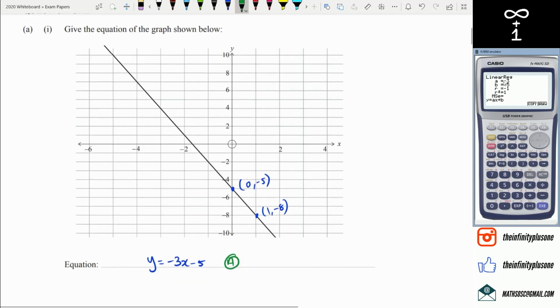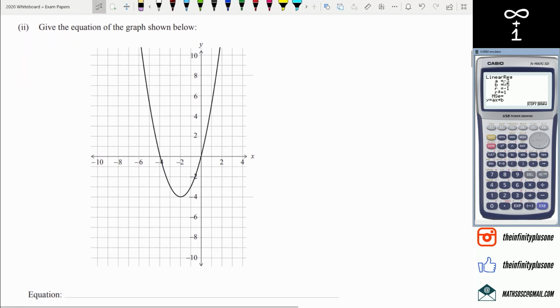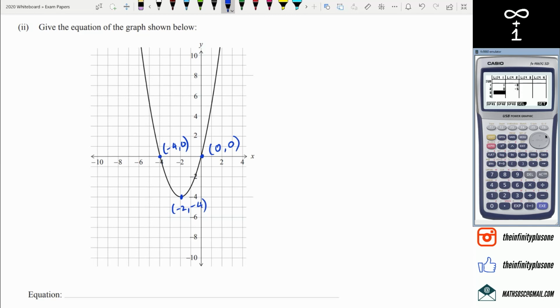So moving to the second question, we've got another give the equation of the graph shown below. So we've got a quadratic here. And I'm going to pretty much follow the same procedure. I'm going to pick 3 points here. So my first point is -2, -4. And I've got 0 and 0. And -4 and 0. So I'm going to go back to my graphics calculator and put in these values.